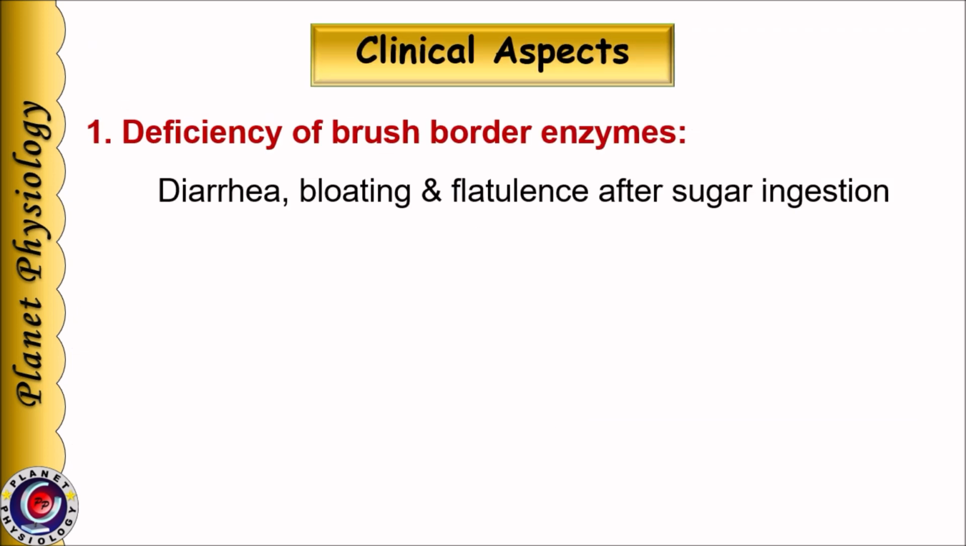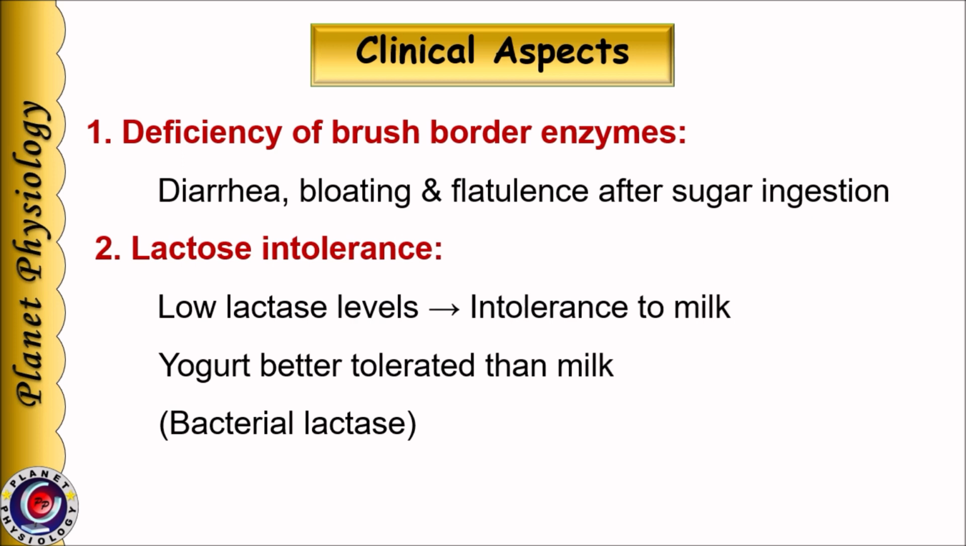Deficiency of any of brush border enzymes leads to diarrhea as well as bloating and flatulence after sugar ingestion. This is because the products of carbohydrate digestion are mainly disaccharides and these are osmotically active particles. Hence, deficiency of brush border enzymes leads to accumulation of disaccharides into the lumen, which attracts water molecules and volume of intestinal lumen increases, leading to diarrhea. Colonic bacteria act on disaccharides and form various gases, leading to bloating and flatulence after sugar ingestion.